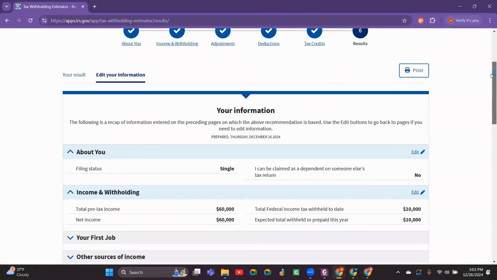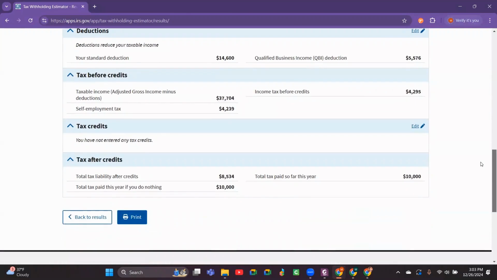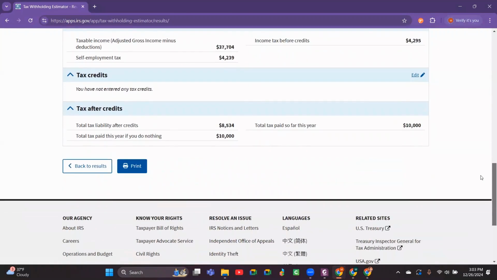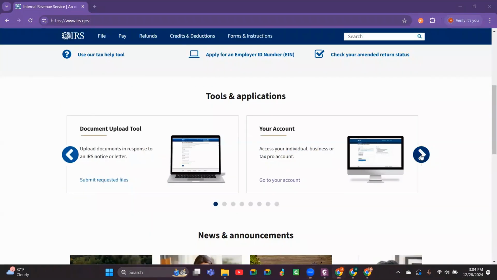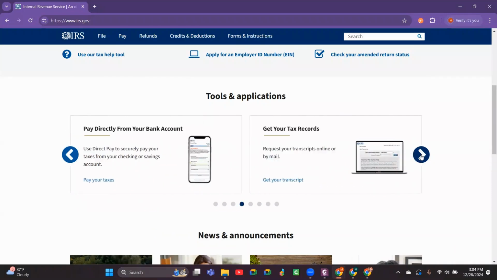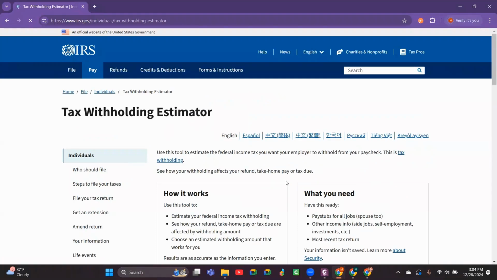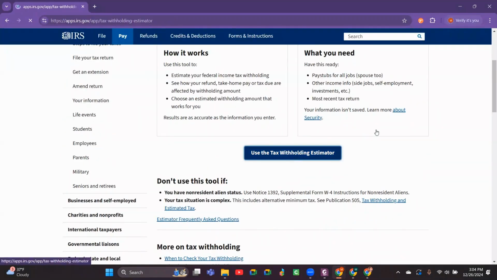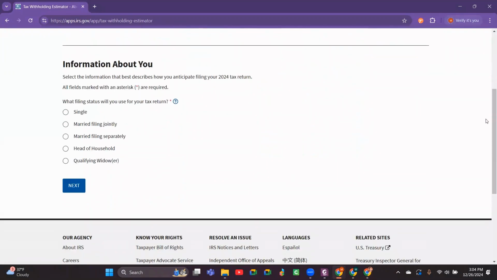I'm going to do a third scenario just to show you, but for this third scenario, I actually suggest you talk to a tax professional, but we'll do this as an exercise. Okay, so we're going to start over. We're going to go to the calculator. Now, I don't suggest you do this in the calculator. I'm doing this as an exercise. I actually suggest you talk to a tax professional.